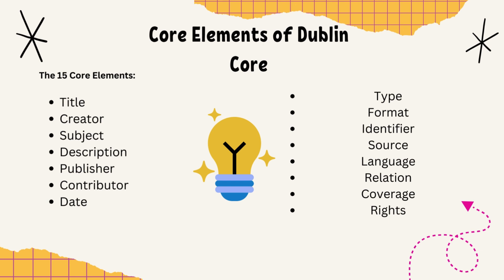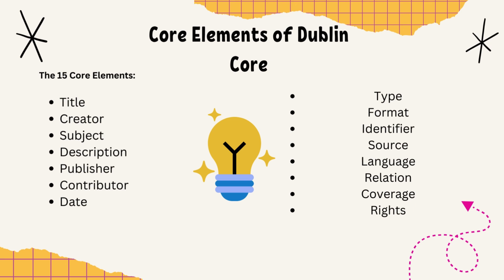The date element denotes a date associated with the creation or availability of the resource. This can include the publication date or the date the content was made available online. The type element specifies the nature or genre of the content. It helps its understanding of what kind of resource it is. So in this case, To Kill a Mockingbird would fall under the type as a novel.